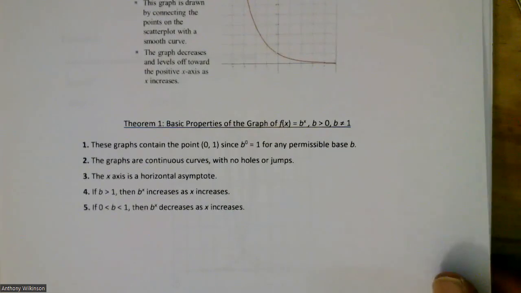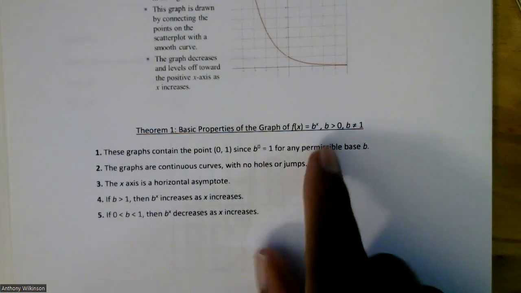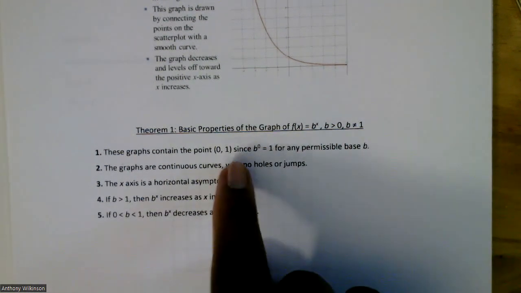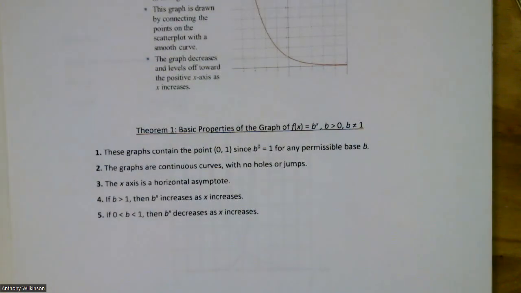Now here's a theorem that deals with some of the basic properties of the graphs of the function f of x equal to b to the x. These graphs contain the point (0, 1), since b to the 0 is equal to 1 for any permissible base b. So regardless of what the base b is going to be, the graph of the exponential function will always cross the y-axis at this point (0, 1). Because the y-intercept is, of course, the point where the graph crosses the y-axis when x is equal to 0.